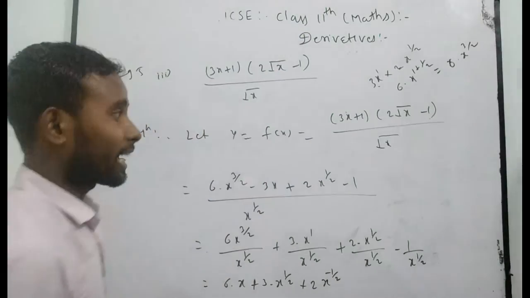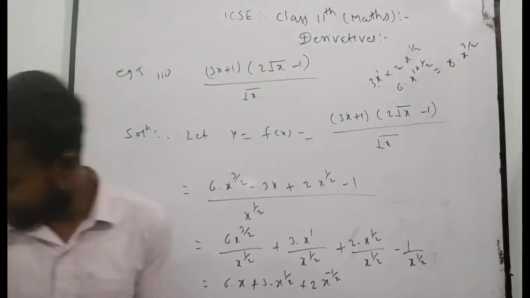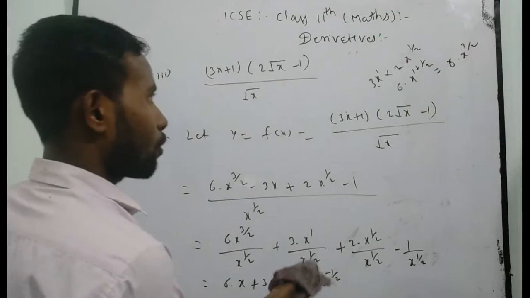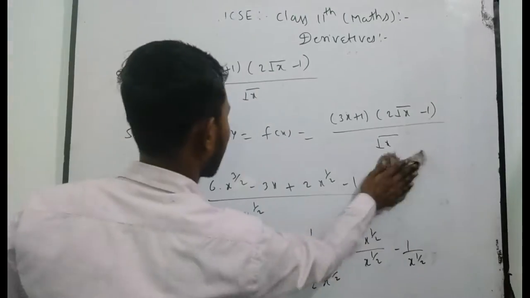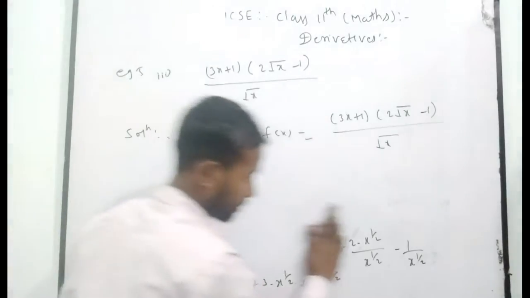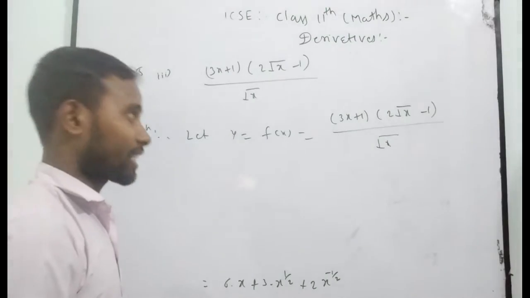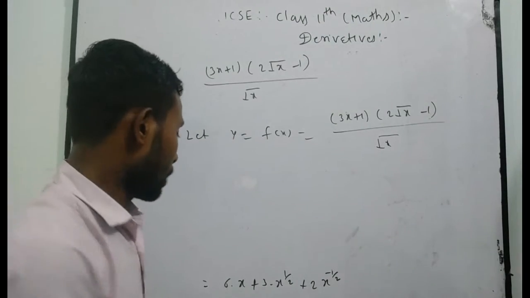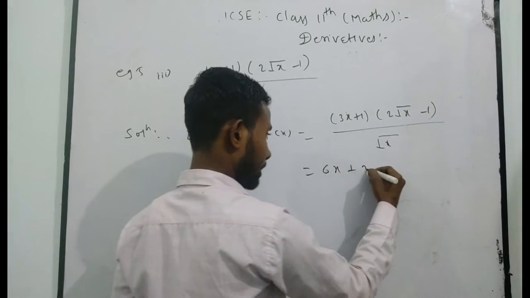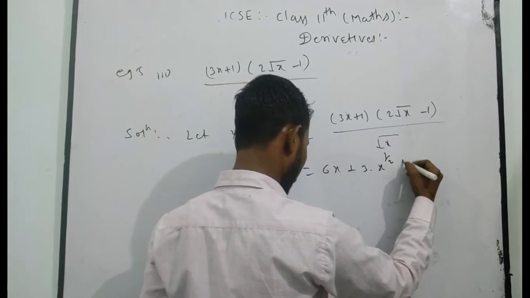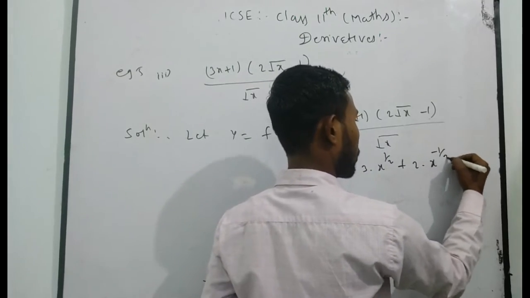Have you understood? That means, before going towards solving problems, firstly simplify your expression. That means in place of this expression you can write 6x plus 3 into x to the power 1 upon 2 plus 2 into x to the power minus 1 upon 2.